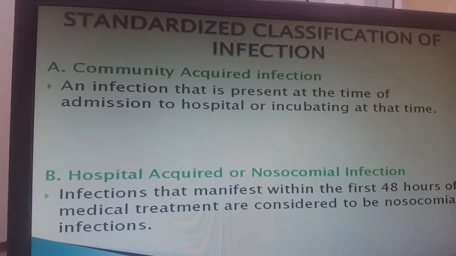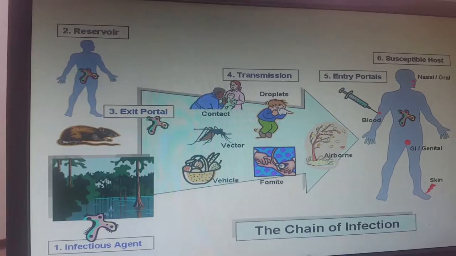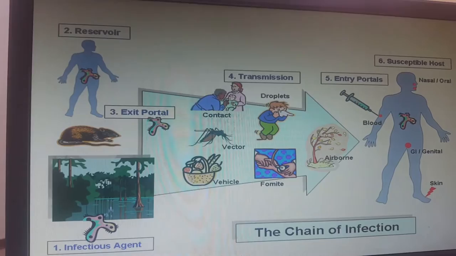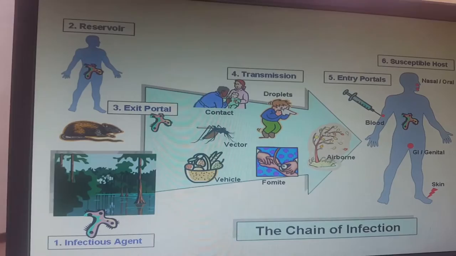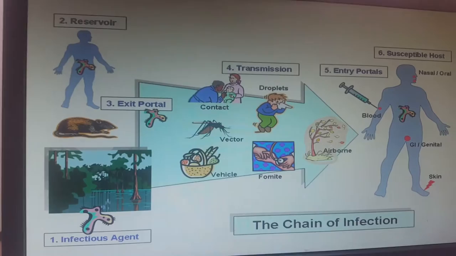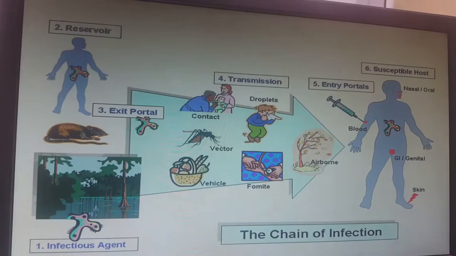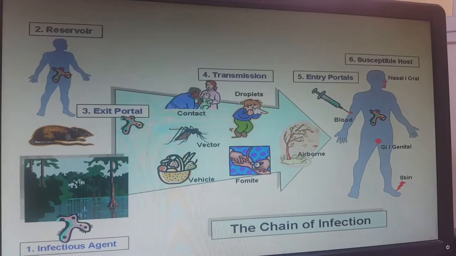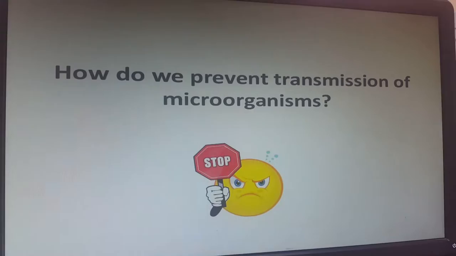So we have to differentiate between community infection and hospital acquired infection. The chain of infection starts with the infectious agent. It is present in the reservoir and goes out by the portal of exit to be transmitted by the mode of transmission. The mode of transmission may be droplets, airborne, vector, or vehicle. It then enters the susceptible host. So you have to break this chain so your patients will not get any disease. How do we prevent transmission of microorganisms? You have to break the chain.